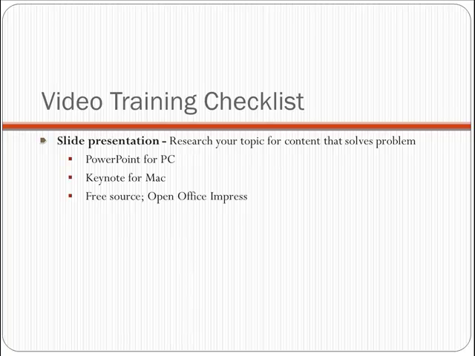So here's your video training checklist. First, you're going to have slide presentations. So research your topic for content that solves a problem. You can get PowerPoint for PC, Keynote for Mac, and you can also use Open Office Impress, which is a free resource that you can get at openoffice.org as well. It's a very good free tool that you can use to create your slide presentations.